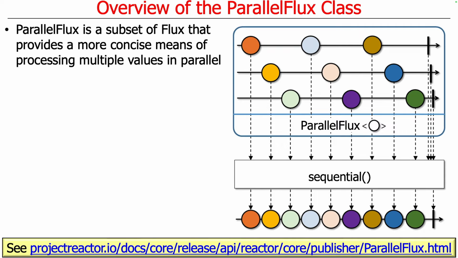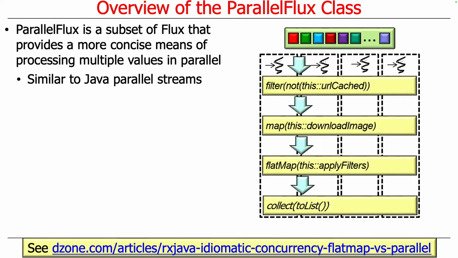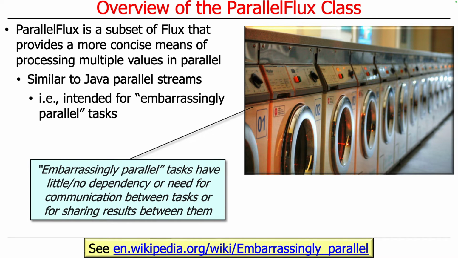When you're done with the parallel processing, you can then convert a ParallelFlux back to a good old sequential flux by calling the sequential factory method, which just returns it as a single thread. Very similar to Java parallel streams, where you can do everything in parallel. And just like for Java parallel streams, ParallelFluxes are intended for embarrassingly parallel tasks. Hopefully you remember what embarrassingly parallel means. It just means that there's no dependencies between the tasks. There's no need to communicate between the tasks. They can all run in parallel like a laundromat, and everything finishes when it finishes, and there's no need for sharing or communicating to get the work done.